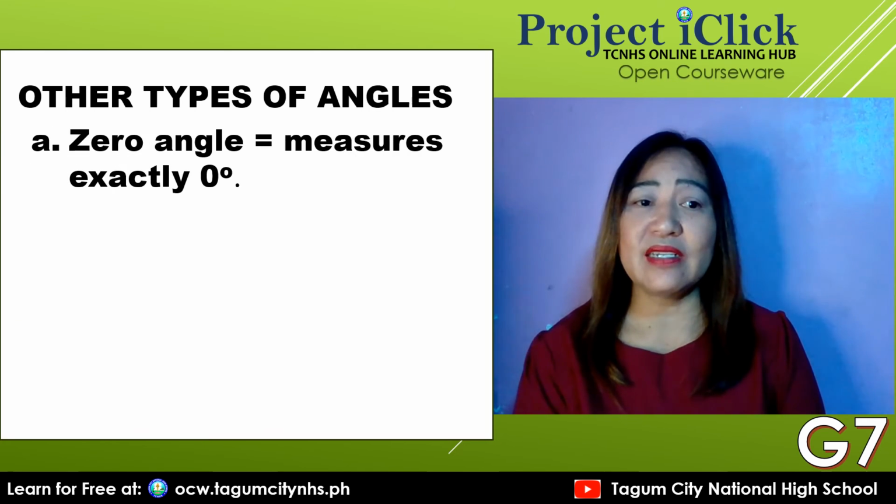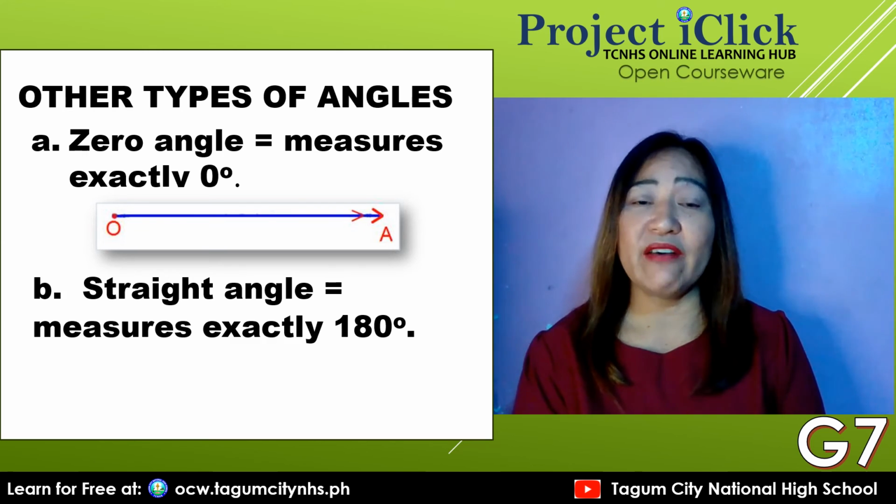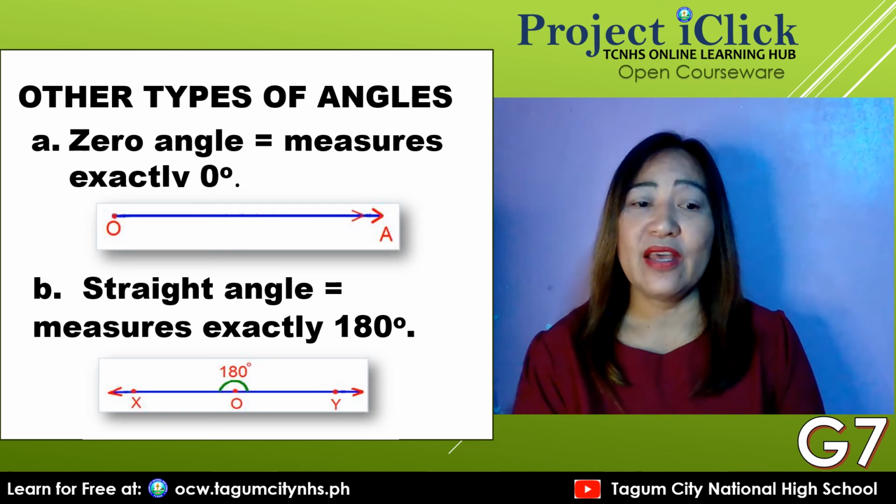Other types of angles, we have the zero angle. This measures exactly 0 degrees, meaning there is no opening yet between the two non-collinear rays. Next, we have the straight angle that measures exactly 180 degrees.